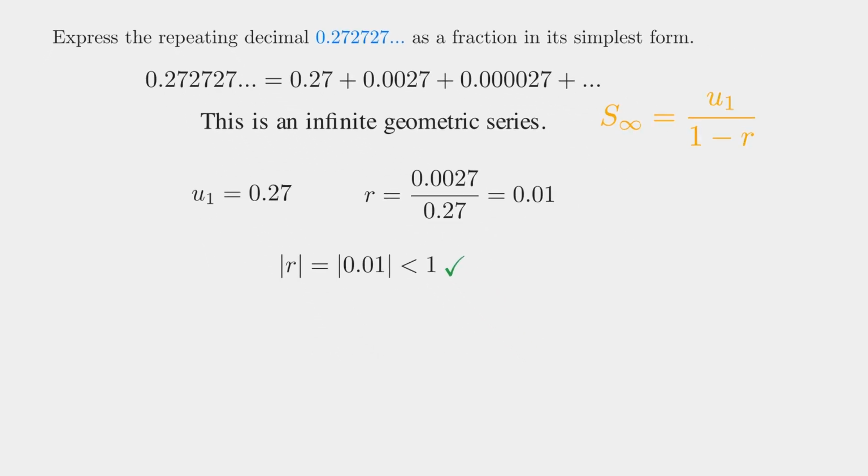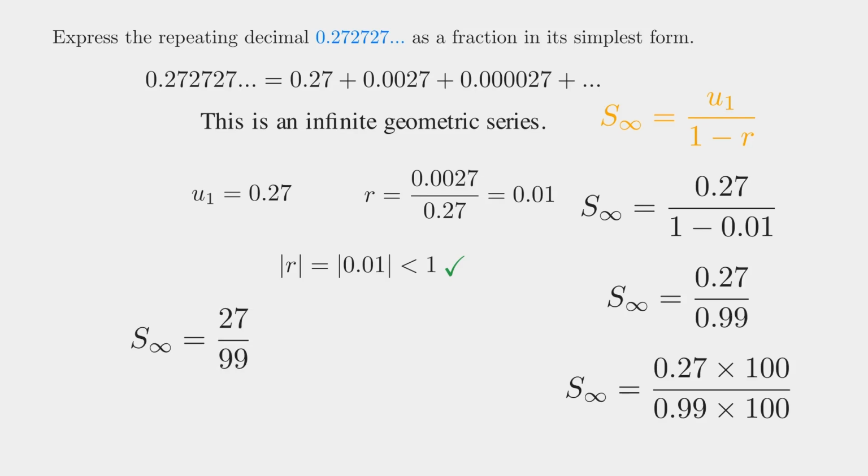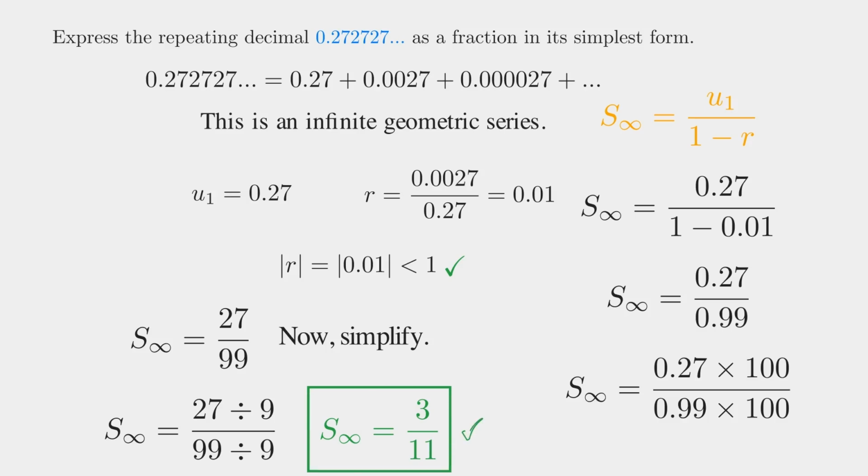So the formula is S infinity is equal to u1 over 1 minus r. Substituting our values, we get 0.27 divided by 1 minus 0.01. The denominator simplifies to 0.99, so we have 0.27 over 0.99. Now we have to get rid of the decimal, so we multiply the numerator and the denominator by 100, which gives us 27 over 99. Finally, we must simplify the fraction. Both 27 and 99 are divisible by 9. Now, dividing both by 9, we get the final answer: 0.27 repeating is equal to 3 over 11.